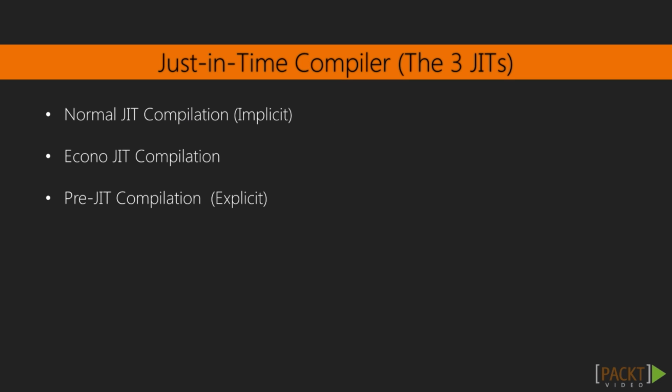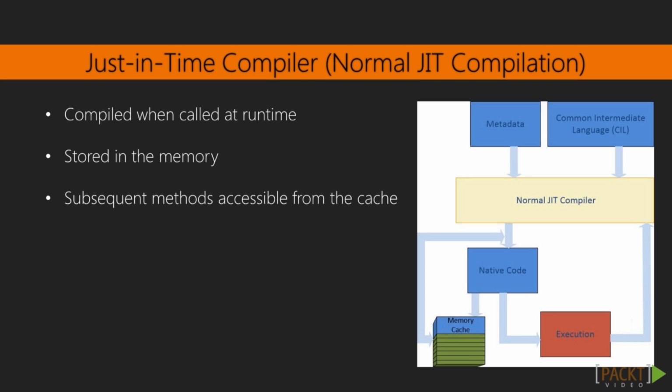So having said that, there are 3 JIT compilers and approaches to compilation. The first is the normal JIT compilation, and that implements the implicit method that we mentioned earlier. The second is the econo-JIT compilation, and that is almost like a hybrid, so it's not necessarily specifically implicit or explicit. But the third is pre-JIT compilation, and that mirrors explicit method we discussed earlier.